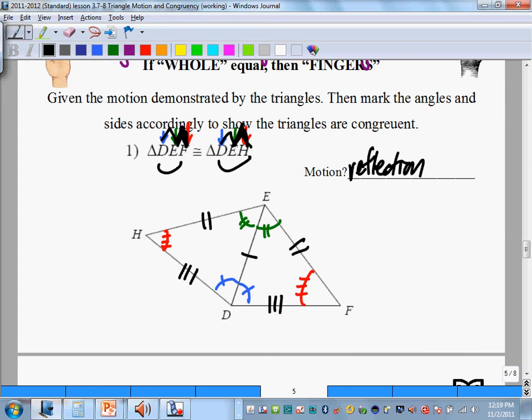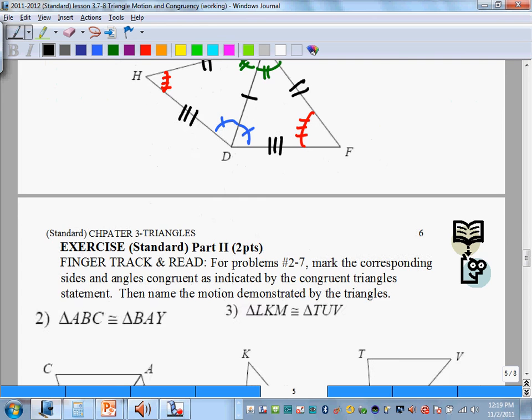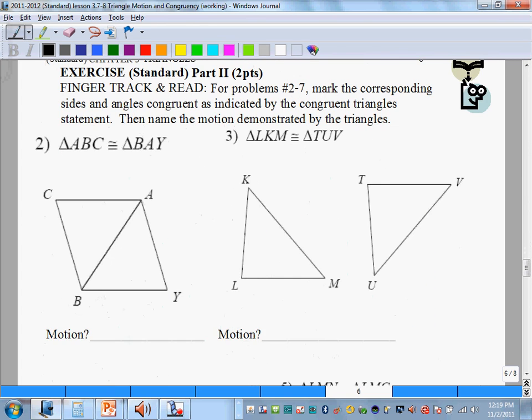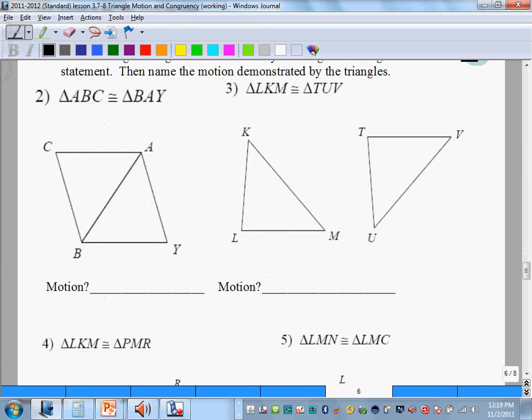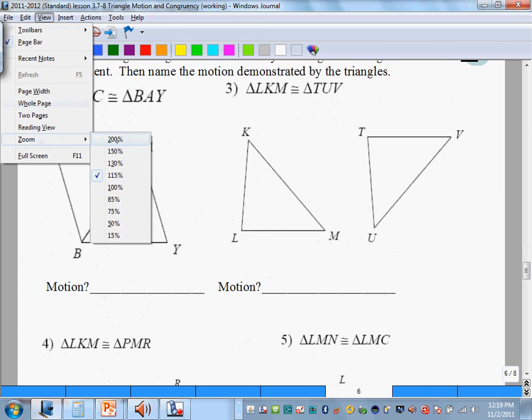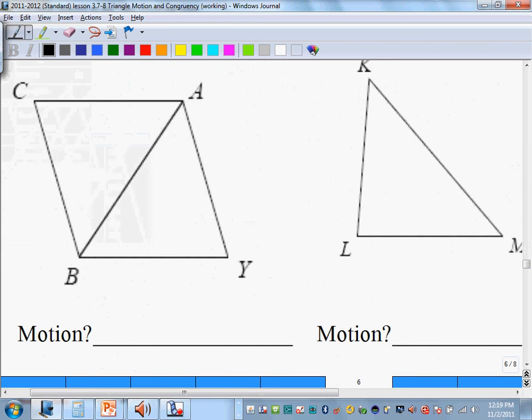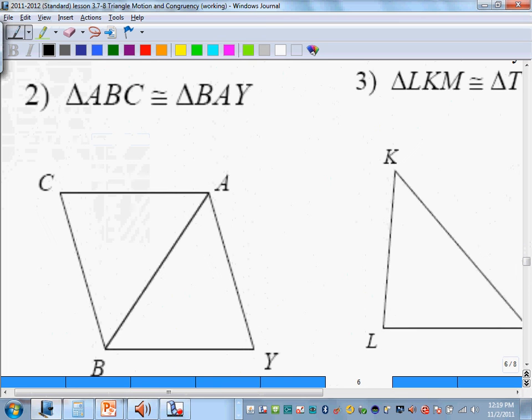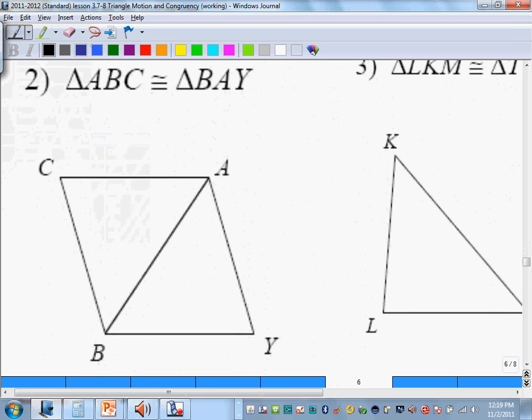I'm going to do one more with you. Go to top of page 7, please. Excuse me, 6. Top of page 6. Make sure you know what's going on here. Nice and big. Step number 1, get your three colors. It says A to B. Now be very careful. You have two angles here. It's not the whole angle. It's only half of one side.